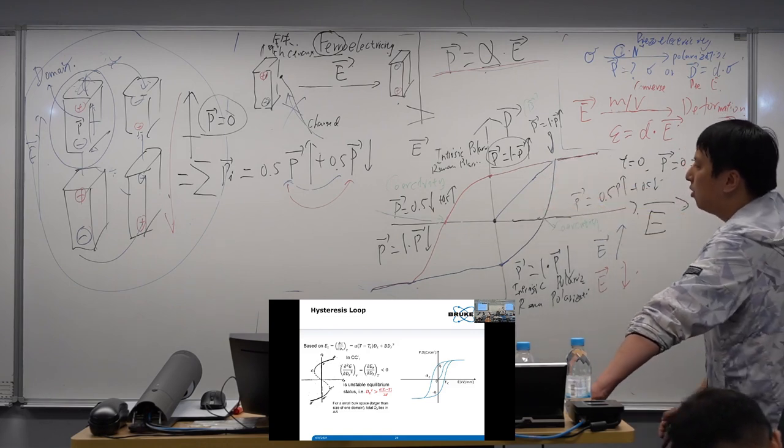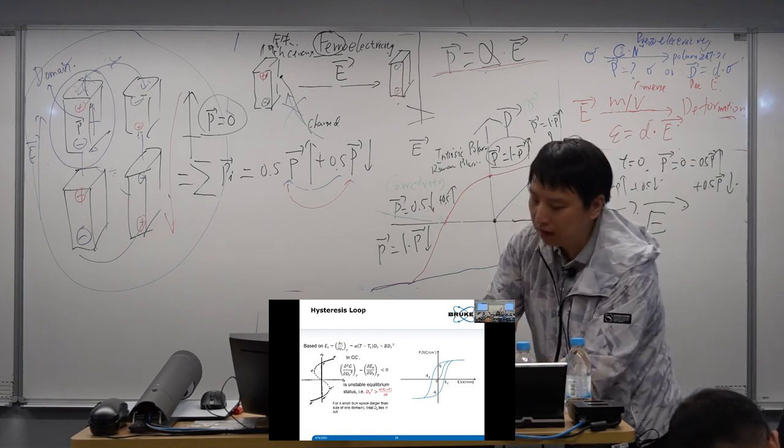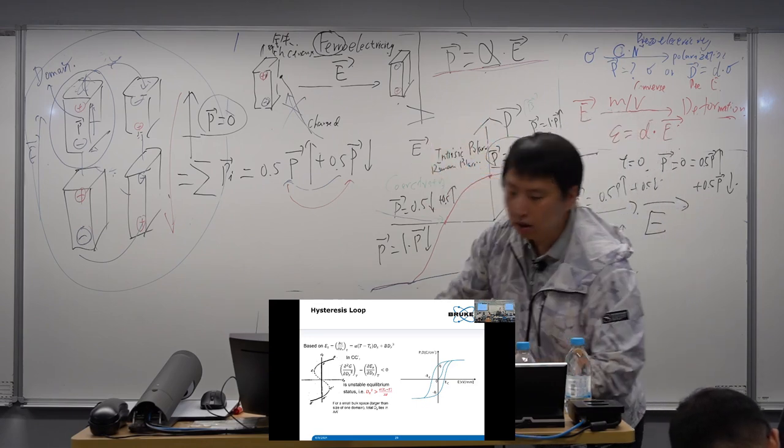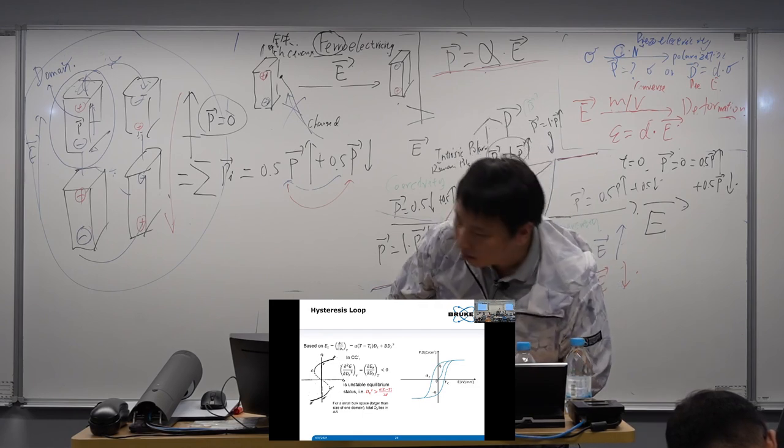The key idea today is the hysteresis loops, and from here we have 4 important points.